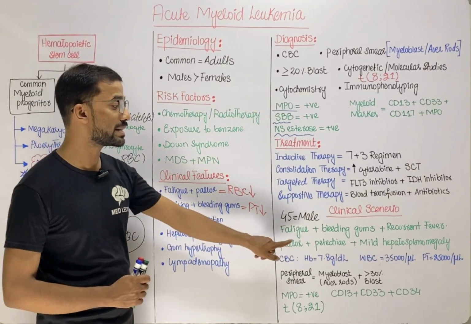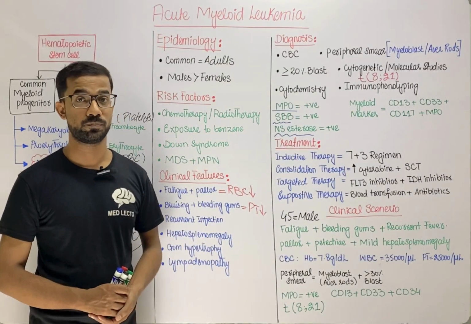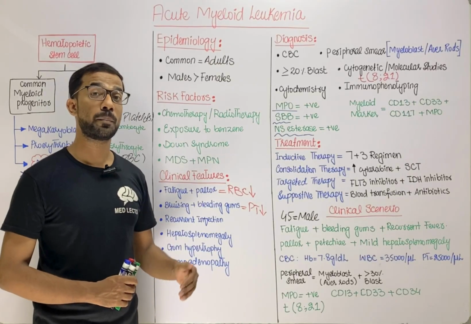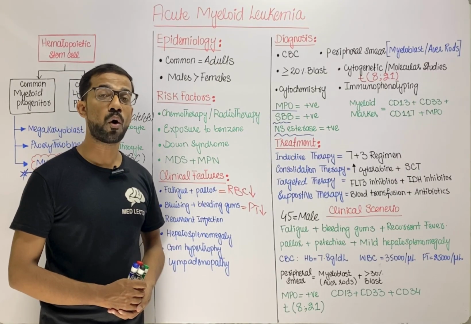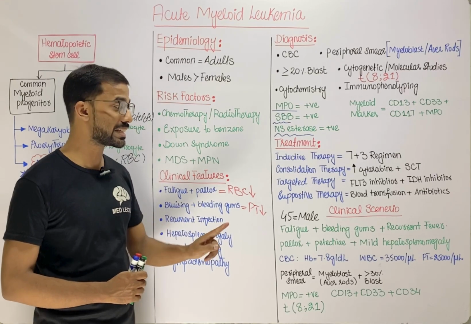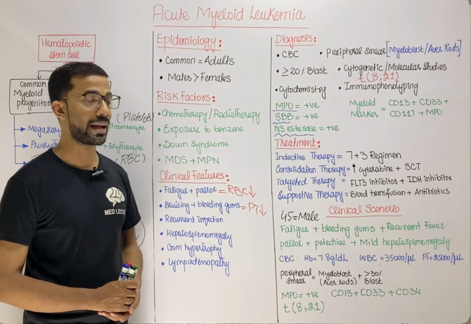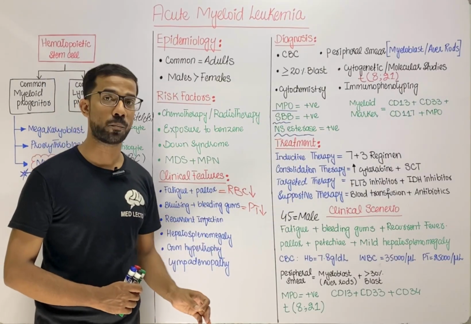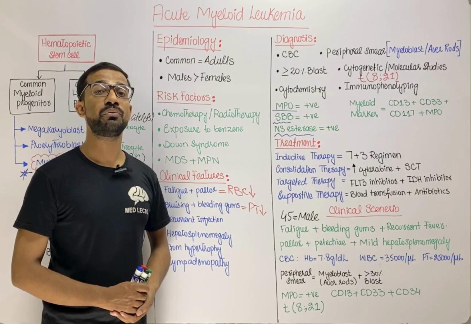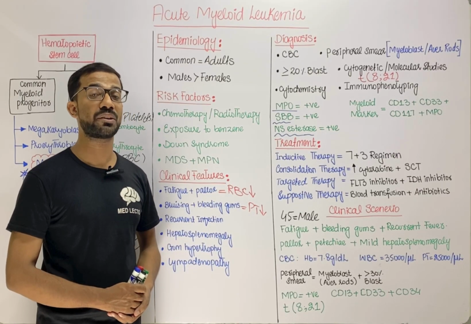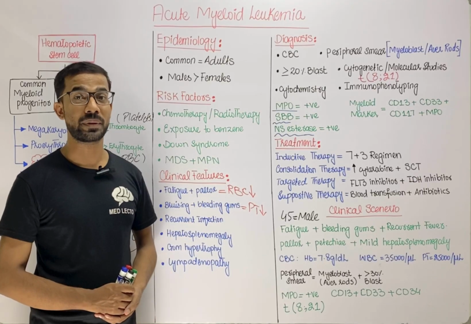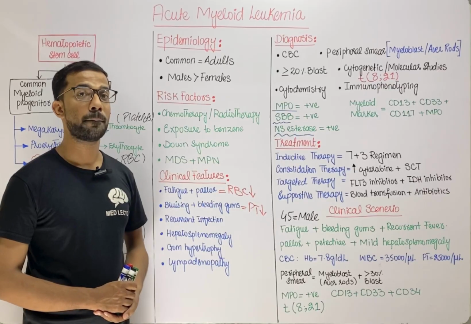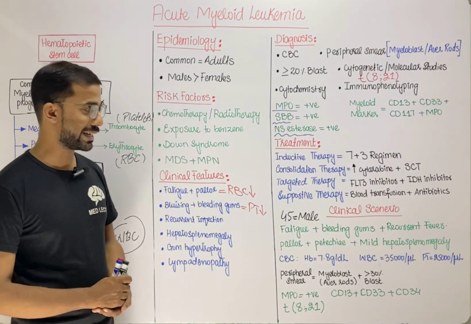CBC report shows HB 7.8 grams per deciliter. HB is low. Next, WBCs 35,000 per microliter. WBCs are high. Normal value is 4,000 to 11,000, but it's 35,000 per microliter. And the platelets are 25,000 per microliter. It's low. Normal value is 150,000 to 450,000 per microliter, but it's too low. So that's why the patient is presenting with bleeding gums due to the low platelet count.